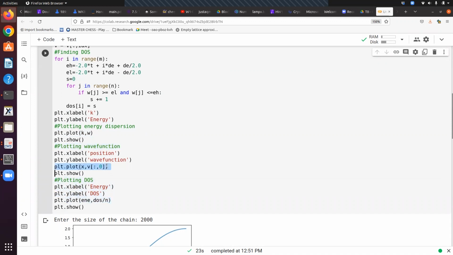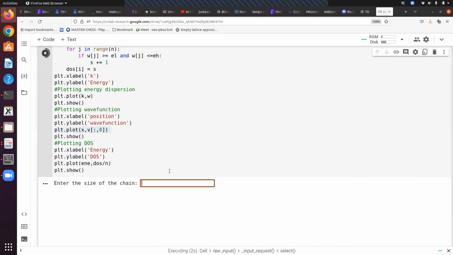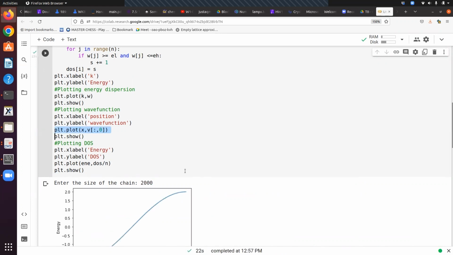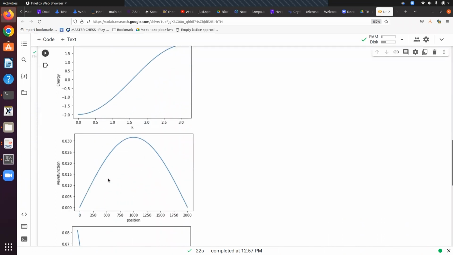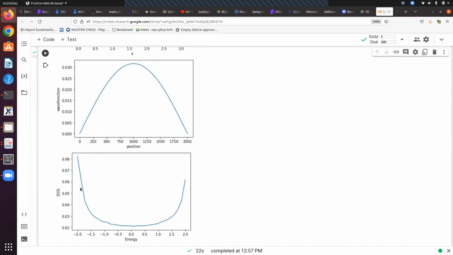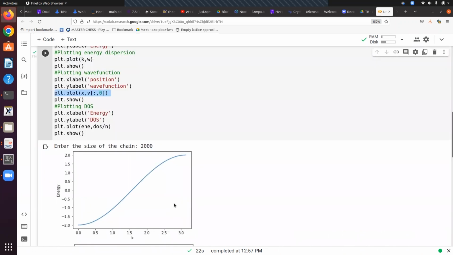Let us plot the ground state wave function. The code is asking for number of atoms in the linear chain. Let us enter 2000. This is how the energy dispersion looks like. This is the plot of the ground state wave function. Note that it has no nodes as expected, and this is the plot of density of states for a 1D chain. Let us plot some other wave function, say the first excited state.